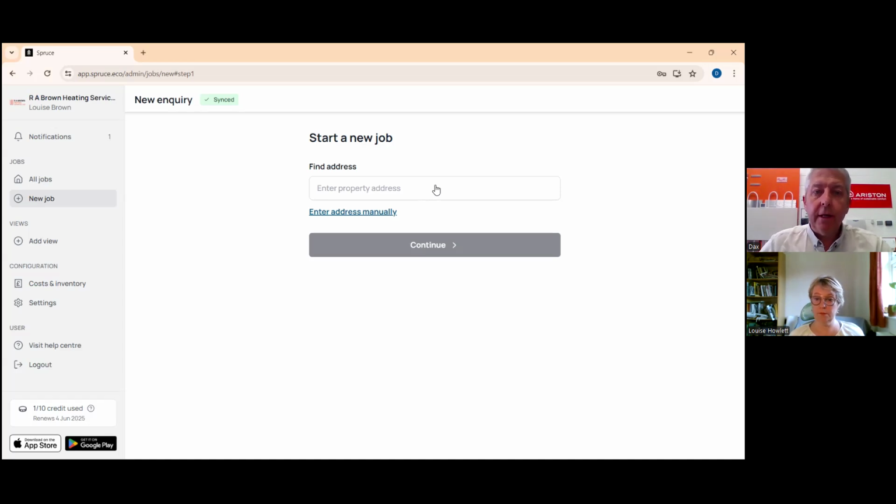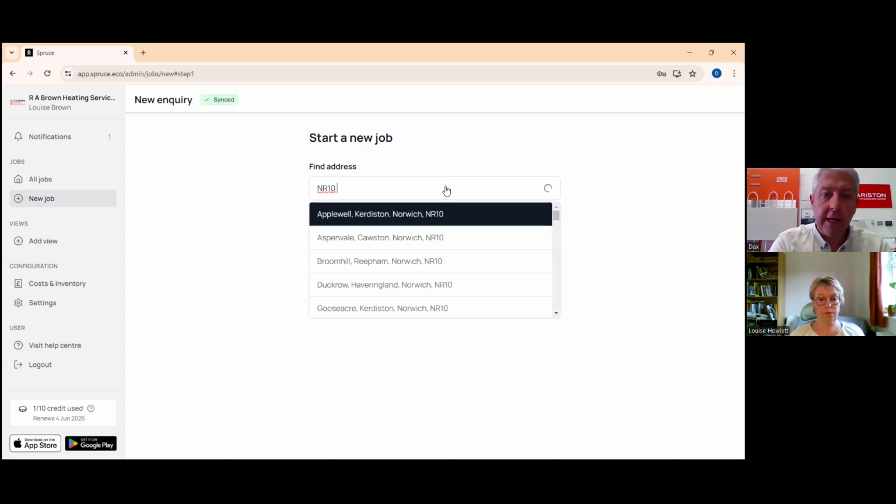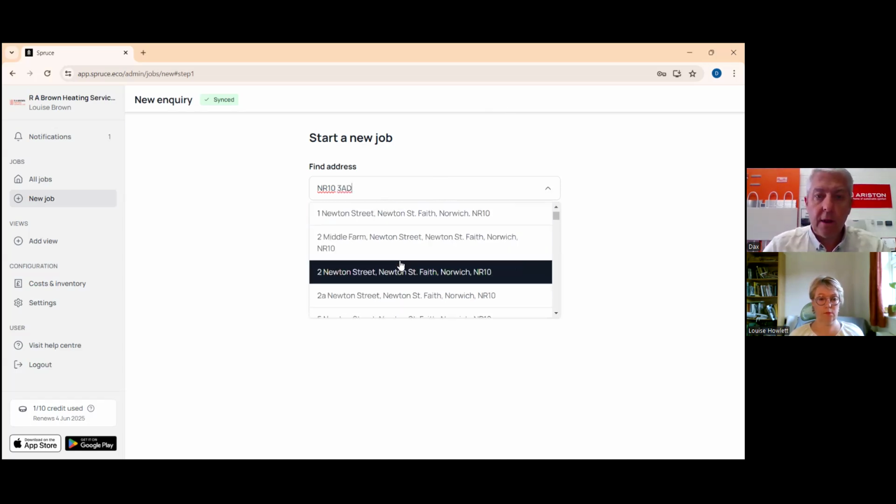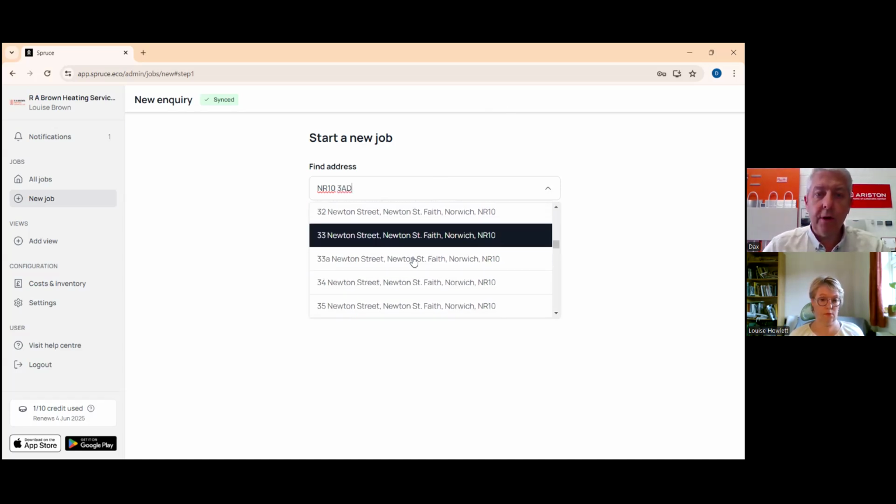So, the inquiry. Basically, this inquiry form should be able to be found on our website as well. But effectively, if I give you a call and we have a chat about your system and what we need from yourself, this is the information we're going to be taking. So we start with the property address, which I believe is NR10 3AD. And it's number 33, I believe, isn't it?